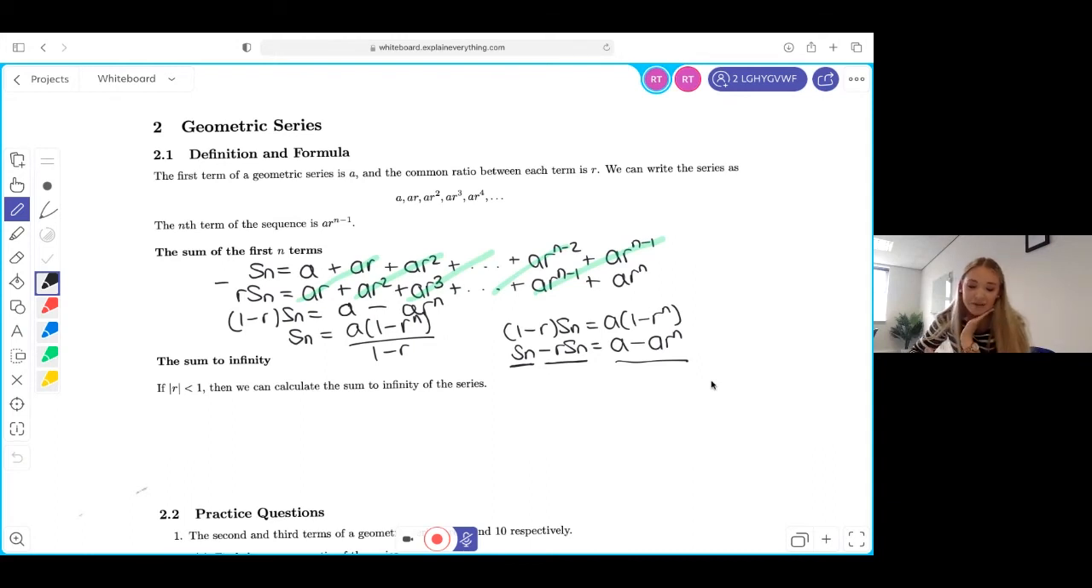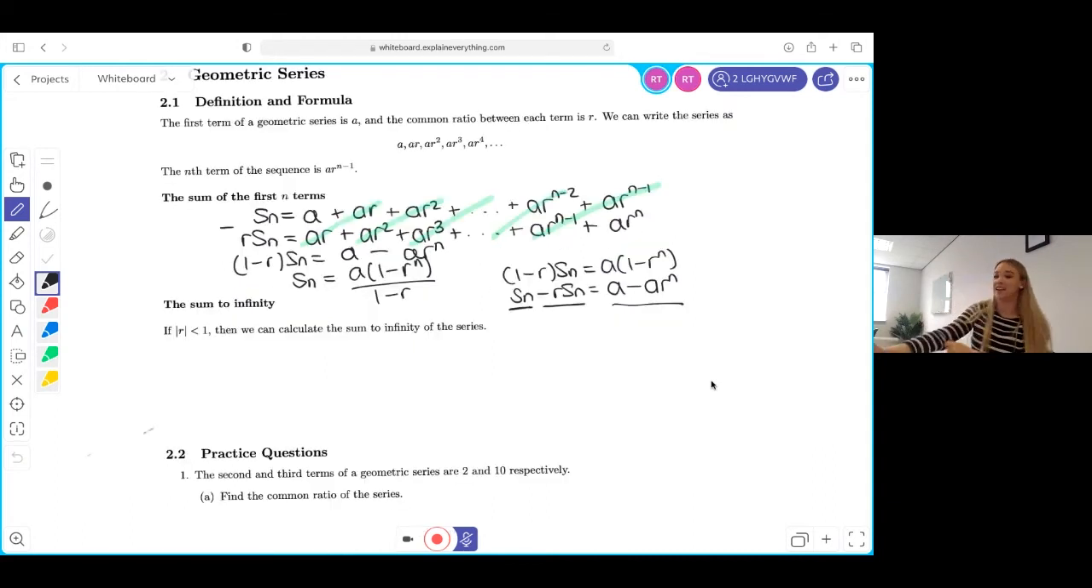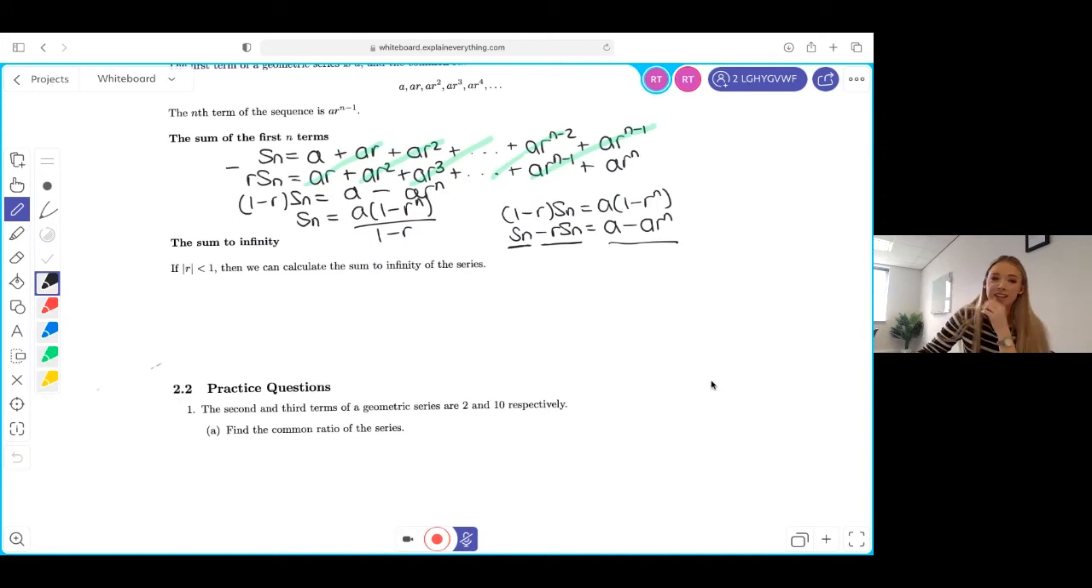The interesting thing with this sum is that you could be asked for then the sum to infinity. So this is only if the modulus of r is less than 1. So if the modulus of r is less than 1, we'll look at what happens as n gets bigger, as n gets closer to infinity. Where we have the n in this formula is in that r to the n.